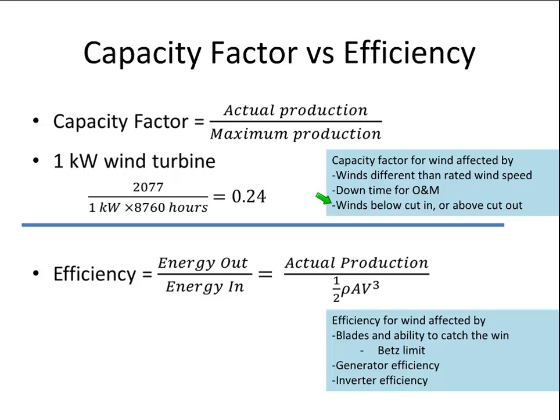Things that affect efficiency, obviously: the blade's ability to catch the wind, your design has a lot to do with efficiency, the generator efficiency, and then inverter efficiency. So if we're looking at the overall efficiency of that turbine, there's lots of different parts. Small wind turbines have inverters, and all those efficiencies are going to affect the overall efficiency of the system.